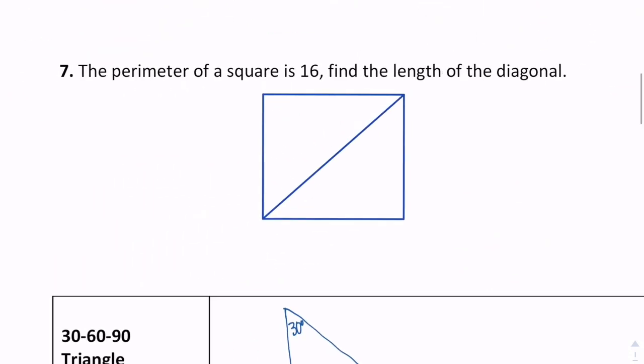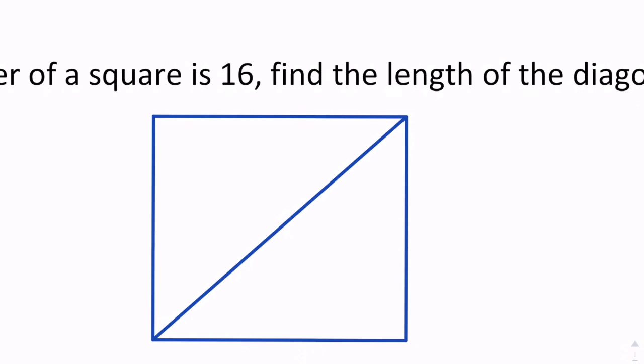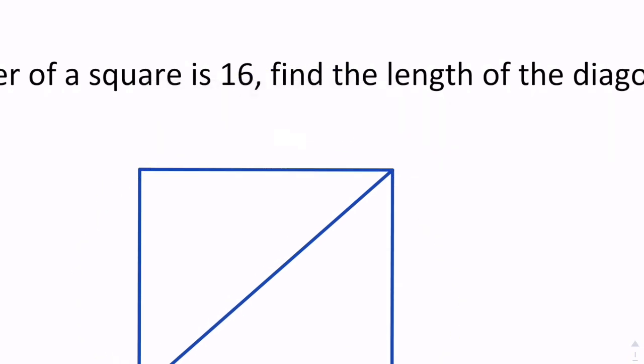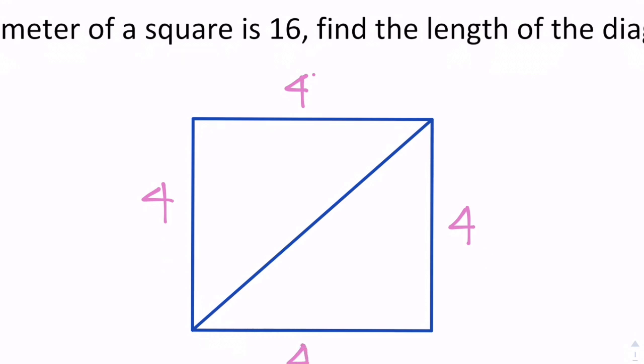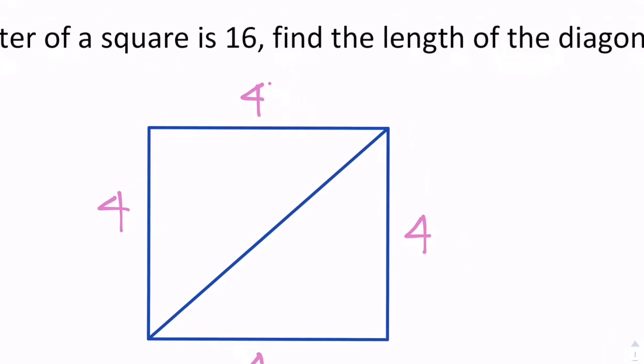All right. Number 7. The perimeter of a square is 16. Find the length of the diagonal. Okay, some things about quadrilaterals that we know. Well, first of all, the perimeter of a square is 16. So that means each of these are 4 because the square has same side lengths. We also know, okay, we have to find the length of the diagonal. We also know that this right here is a right angle in a square. We also know square is a rhombus, so the angles are bisected.